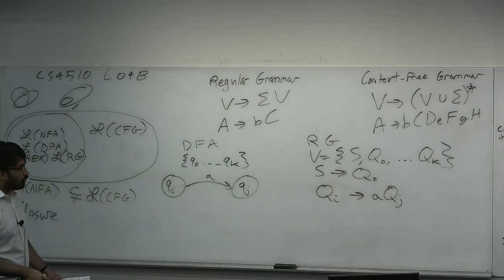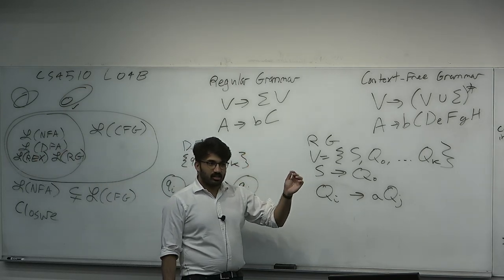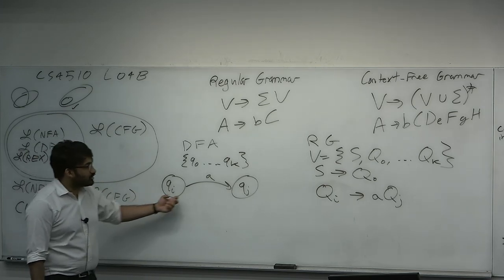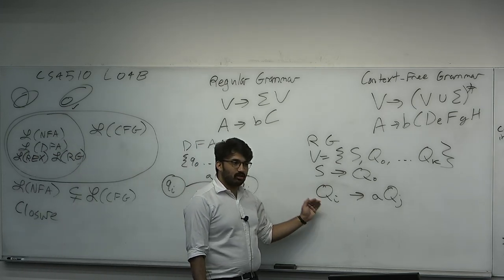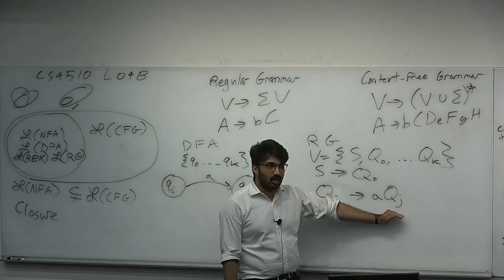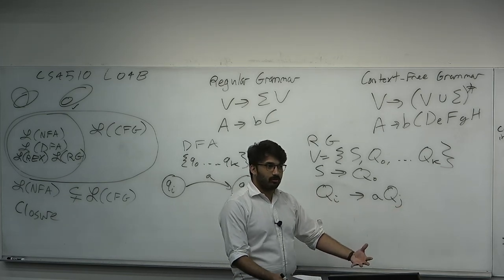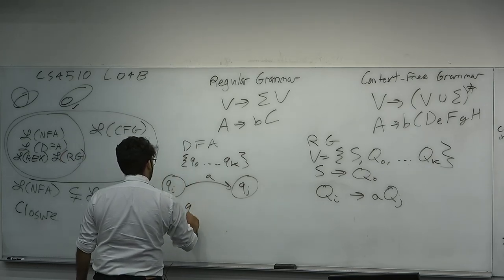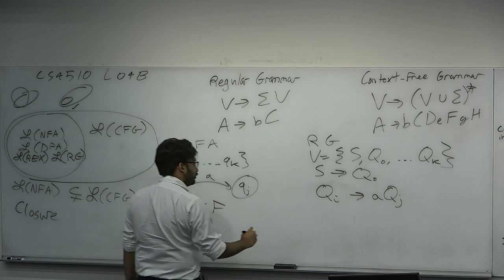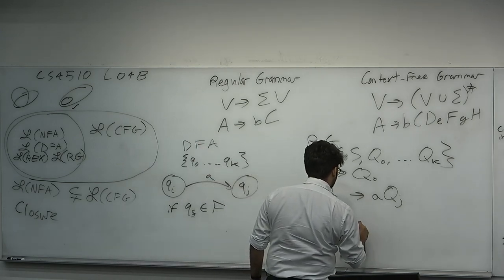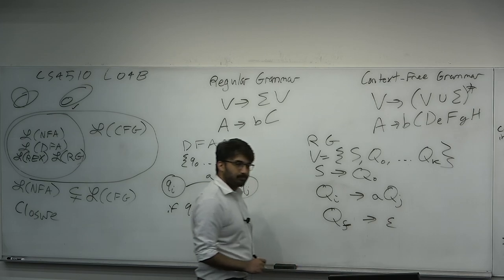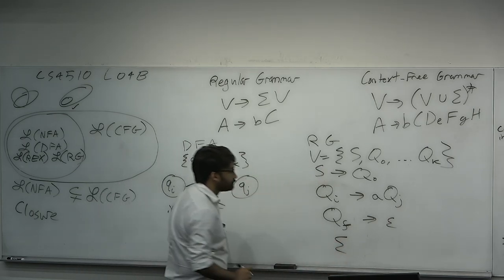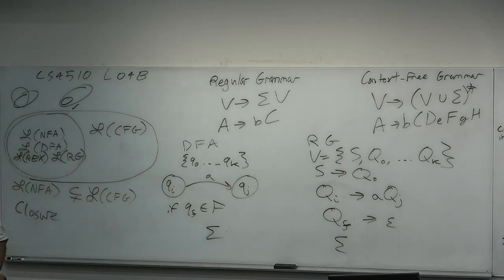Notice that this grammar is producing the string left to right the same way that the DFA is reading the string left to right. If this transition is taken, then this non-terminal in the working string, QI, is replaced with the non-terminal A QJ. And then A is produced by the grammar exactly when A is read by the DFA. Then if QF is a final state, you would add the production QF goes to the empty string, and then you would just make sigma the same. So these are a set of productions to correctly simulate a DFA.